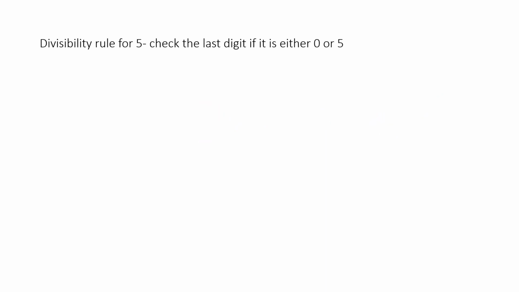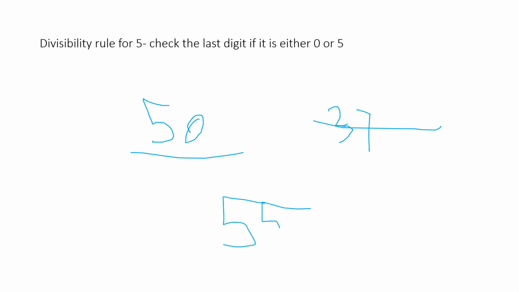Divisibility rule for 5. Check the last digit to see if it is either 0 or 5. Okay, so let's try 50 and 37. So this is kind of the easiest. It uses common sense. This one has the last digit as a 0 and this one doesn't. Or as a 5, so like 55. That's a last digit of 5, so yeah, it's divisible.